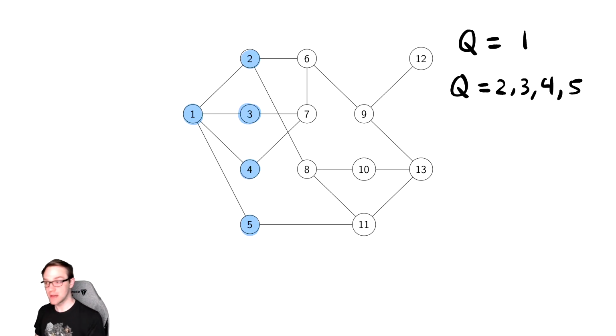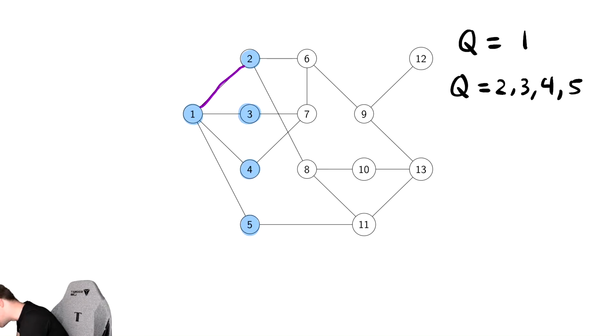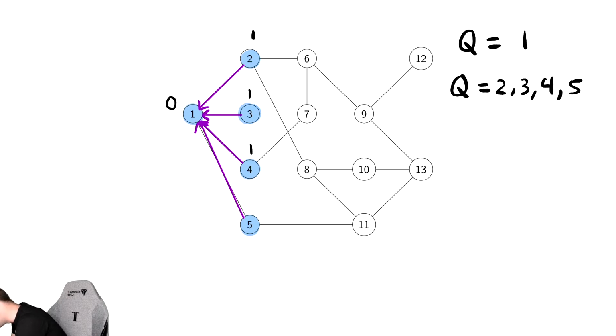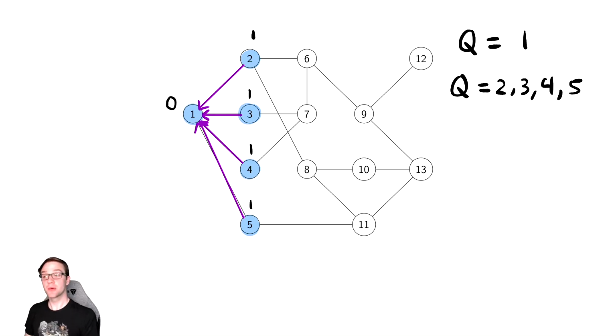We then update some information about those vertices, though. We keep track of a parent pointer, which I will symbolize by a purple line between the vertices. So we now have this line that connects 2 back to 1. We have a similar line that connects 3 back to 1. Another line that connects 4 back to 1. And a final one, 5. So we have all of those parent pointers, and we also were storing information about the distance. So maybe in black, we'll write down the distances. 1 was 0 away. All of these were 1 away. And that's what we're going to do every time.